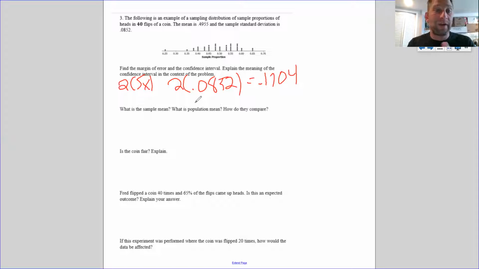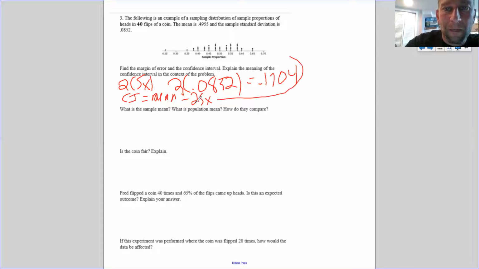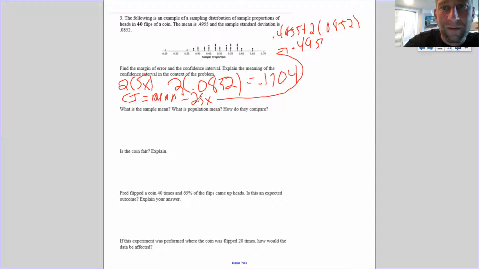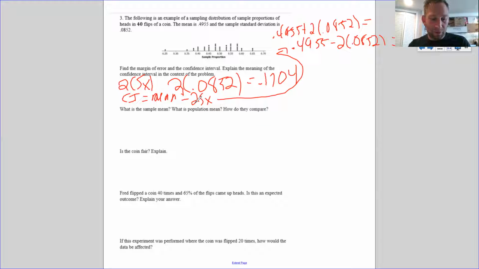What is the meaning of the confidence interval? Oh, it's asking for the margin of error and the confidence interval. All right, so now the confidence interval equals the mean plus and minus 2 times the standard deviation. So it's going to be 0.4955 plus 2 times 0.0852 and 0.4955 minus 2 times 0.0852. I'm going to use my calculator for that.